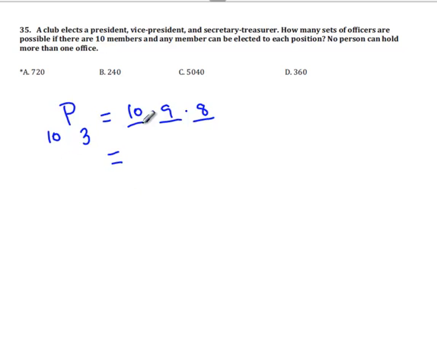And this is sort of a shortcut that I use: start with this number and count down this many factors, counting down by 1, because you can't be the president and the secretary. So you've got 1 less person to choose for the second office, and that turns out to be 720 choices.